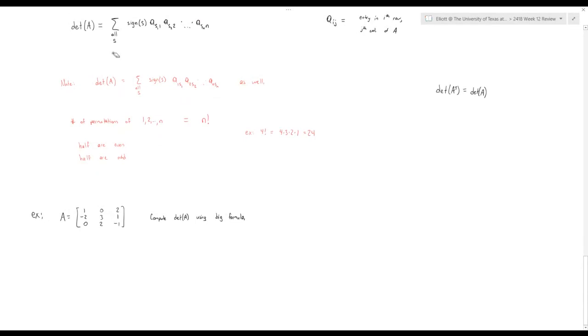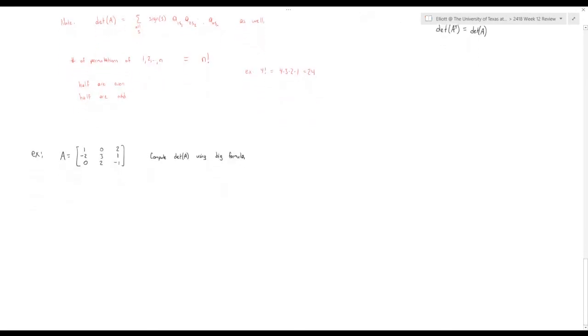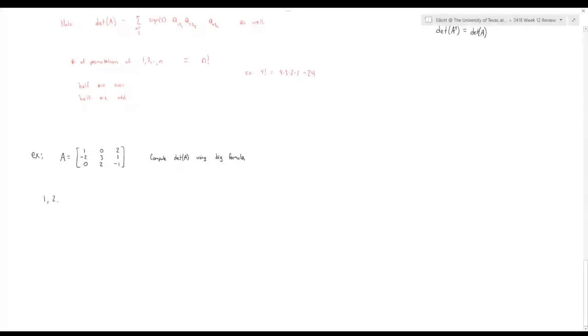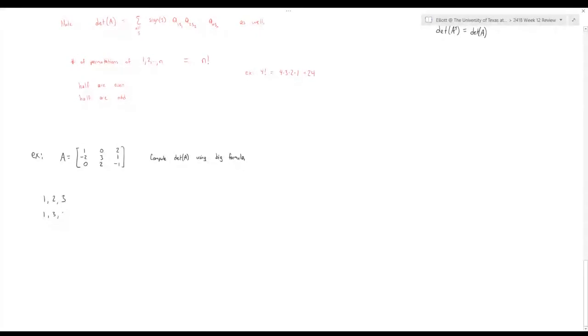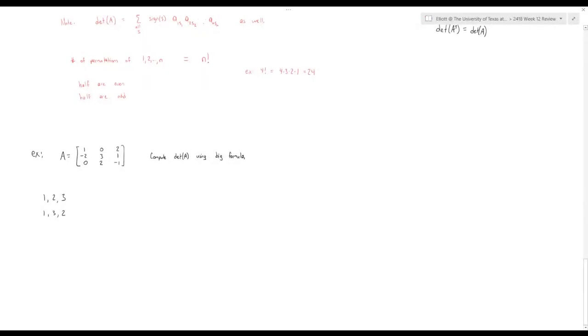First thing that I'll do is I'll list out all the different permutations of the numbers 1, 2, and 3. Here we have the natural ordering of the numbers, so that's one permutation. And then I'm going to imagine I keep swapping the numbers around to get different permutations. I can swap the 2 and the 3. So that's another permutation.